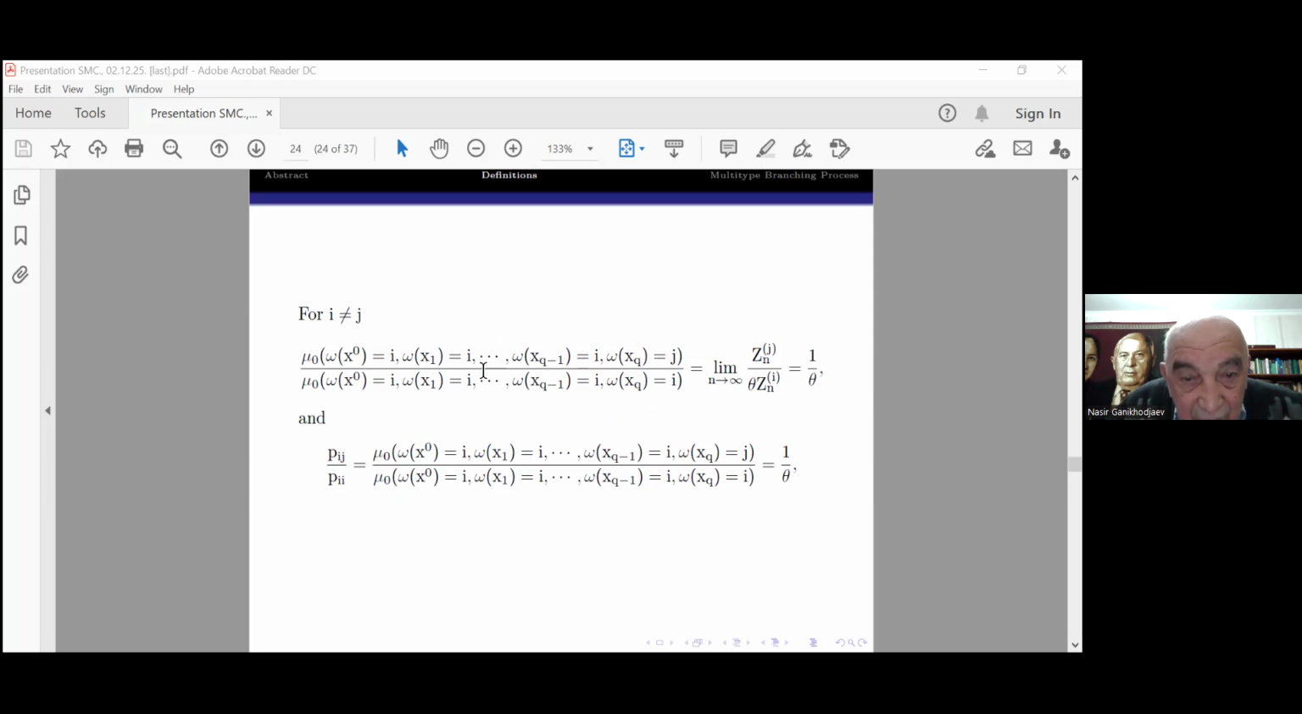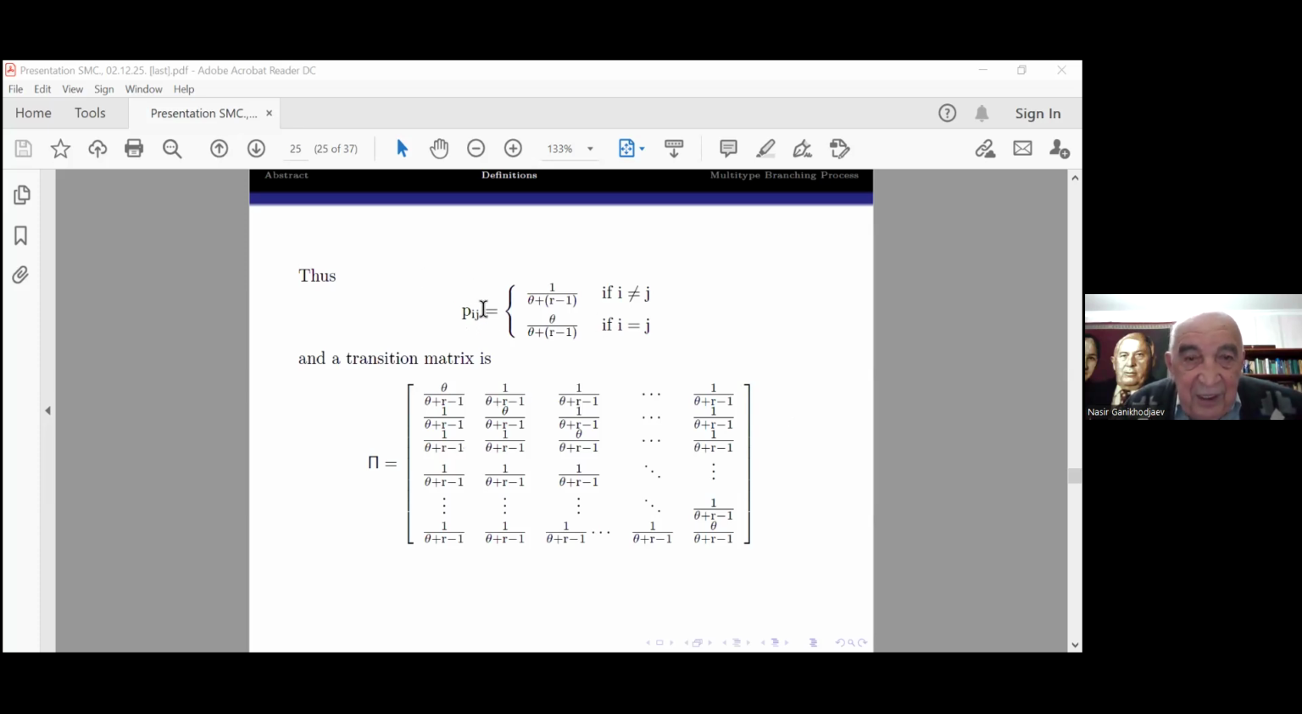Now, substituting, we can show that by fixing all spins except only one, j or i, their ratio is equal to this ratio, that is equal to 1 over theta. And respectively, we can find the transition probabilities, their ratio is equal to the same 1 over theta. So we produce this Markov chain, a Markov random field with such transition probabilities, and the transition matrix has such a form, that is a stochastic matrix.